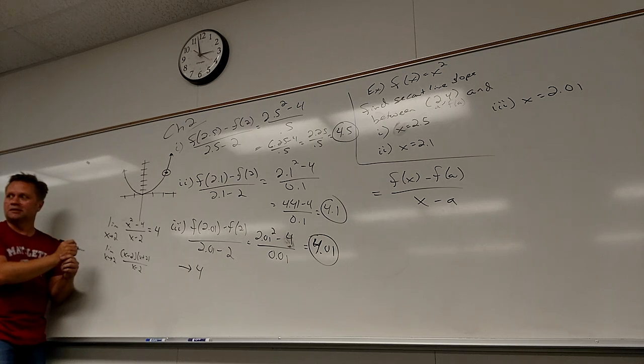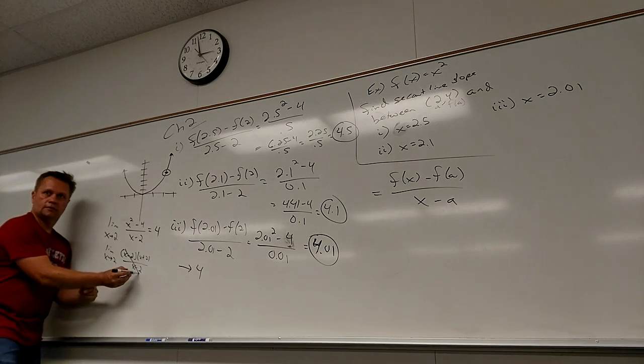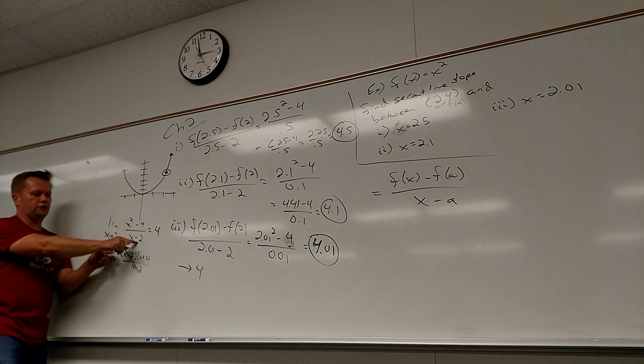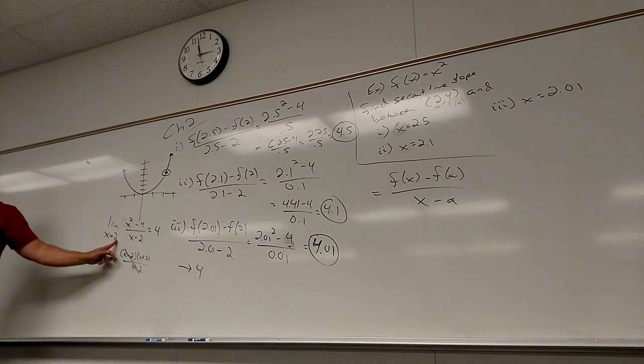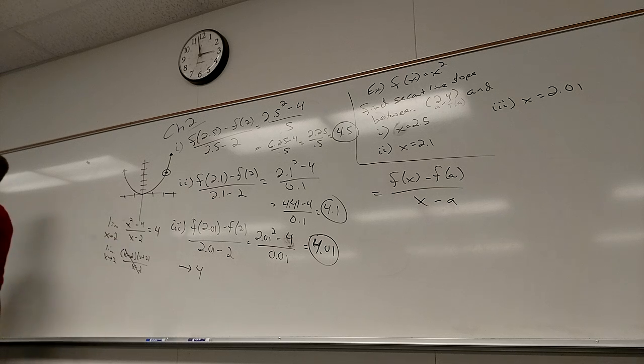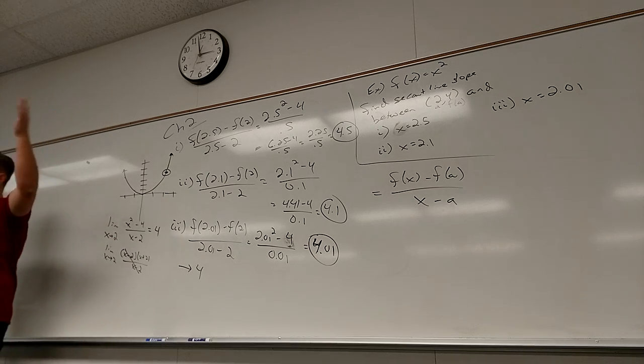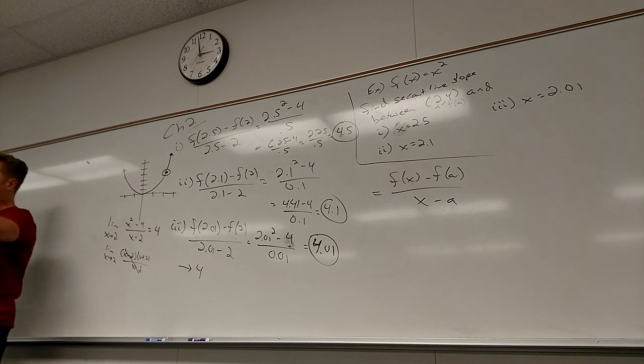What happens? Because if I try to plug a 2 in here, I get 0 over 0, of course. That's the whole idea: I've only got 1 point. If I let x go to 2, I've only got 1 point. How could the slope possibly be done? That's what 0 over 0 means. If I've only got 1 point, you need 2 to get a slope. What are you doing?